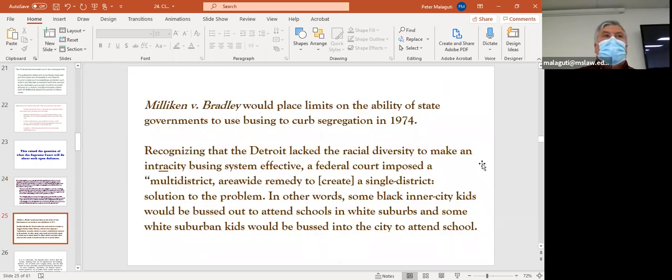In Milliken versus Bradley, a judge decided to get creative and to sort of end this problem. Detroit had a long history of segregation by race. By the time the case reaches the federal courts, Detroit has a huge Black population and a tiny, tiny, tiny white population. One of the things that busing did was it created a phenomenon called white flight.